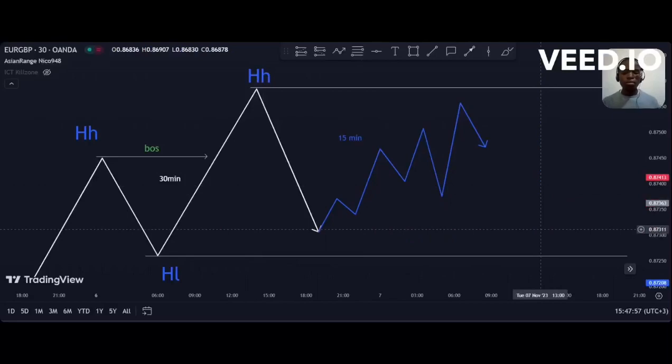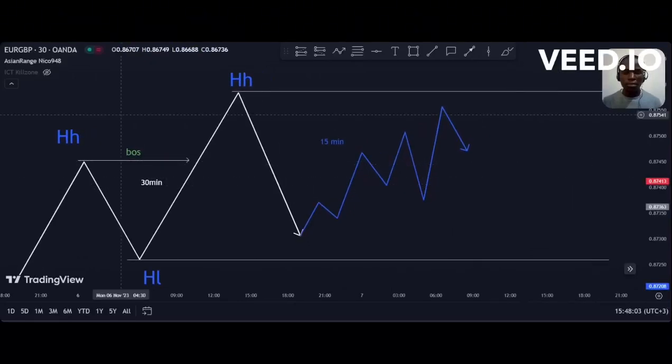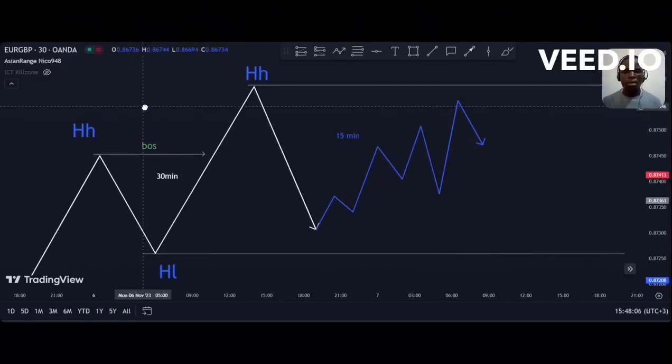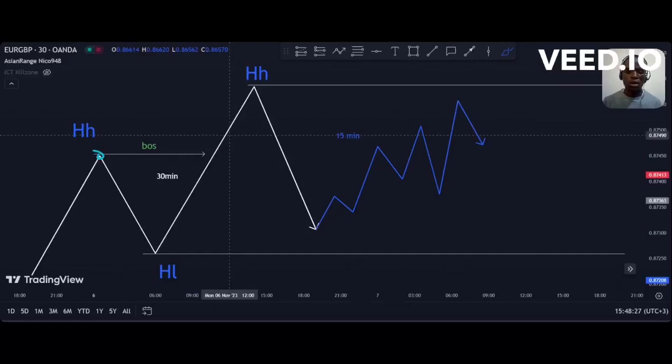Okay, so this is how the strategy works. As you can see, this previous high was broken. That's why I marked out the break of structure. It was broken by this bullish move. So that means we are on a bullish trend.